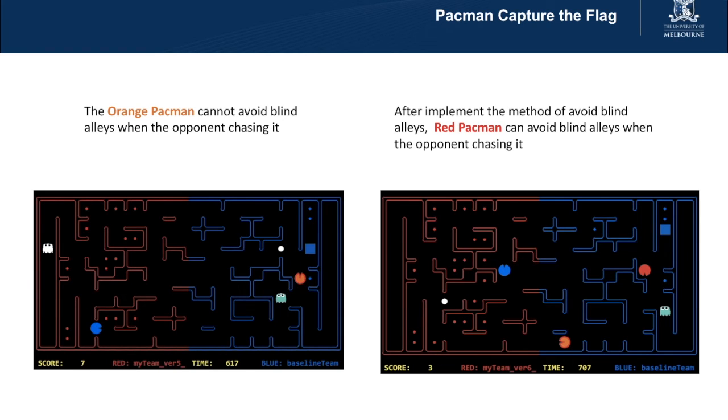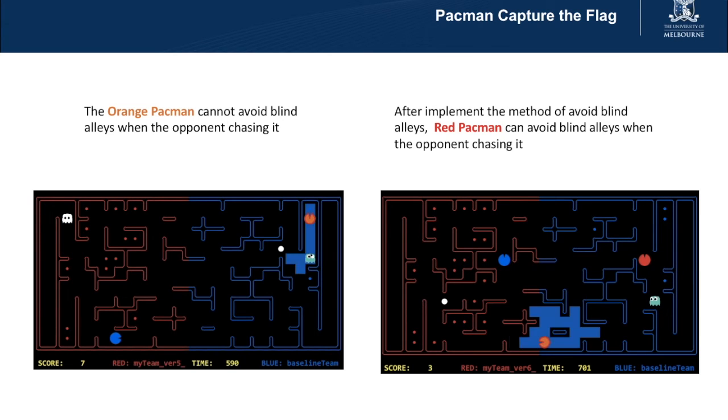We decided to get the map information and detect the blind alleys and end corners. The first video shows that the Pacman cannot avoid the blind alley and chooses the wrong way to escape. Well, in the second one, they know how to avoid it.